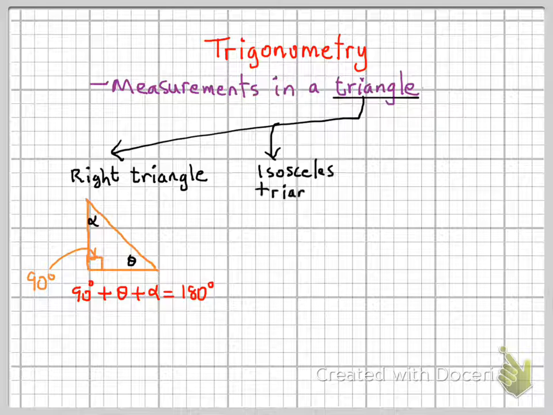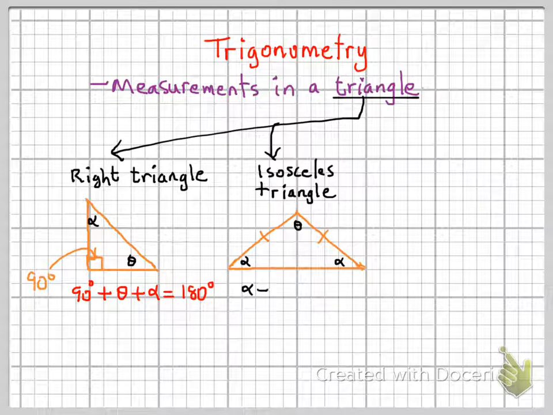Or an isosceles triangle, that is a triangle that has two sides equal, and that also means the two angles will be equal as well, as my picture indicates here. Similarly, if you add all the interior angles together for an isosceles triangle, you will get 180 degrees.